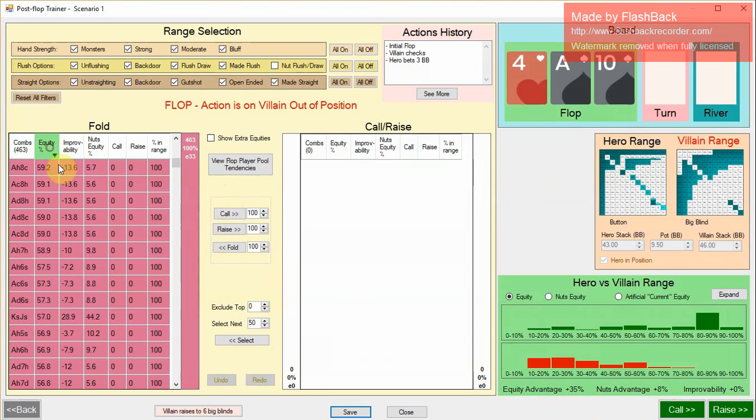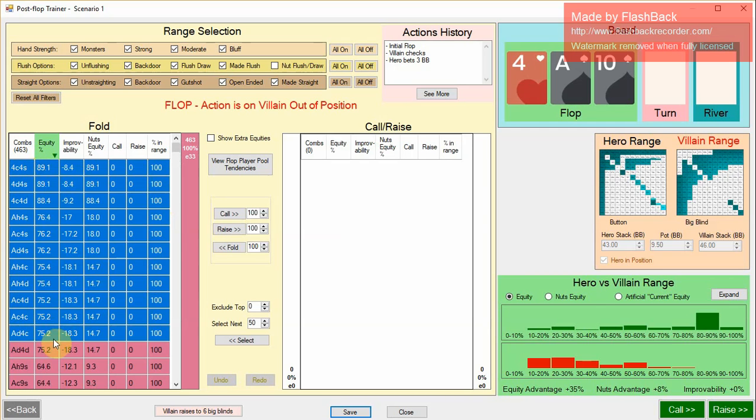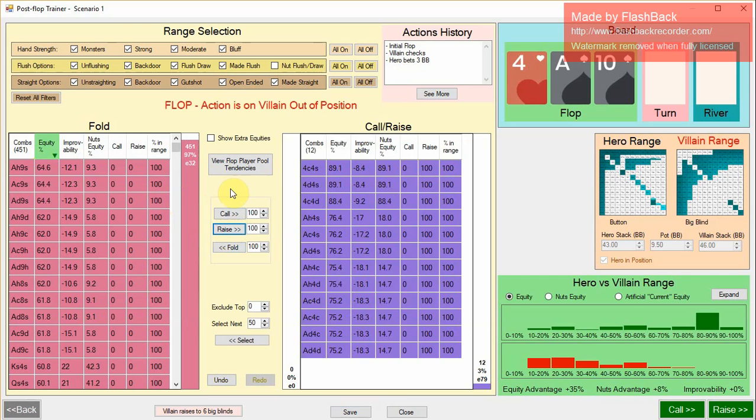Well, I think they're going to raise with their sets, and they're probably going to raise with their 2 pair hands, and that's all of these here at the top of the equity distribution. So let's say they raise with those hands. What other hands would they raise with? Well, it's worth bearing in mind that at the moment we don't know how many hands they would raise with.